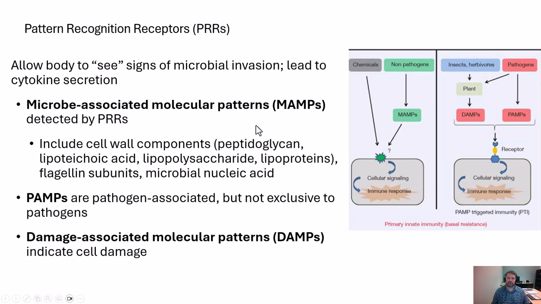The MAMPs, not necessarily, because this could be like native E. coli dying in your intestinal tract, or it could be some other type of bacteria that's native to your body that's sending this signal, and it doesn't necessarily mean that you're going to have an immune response.